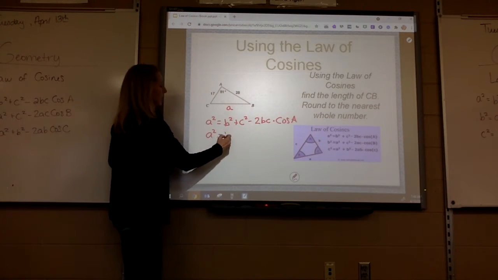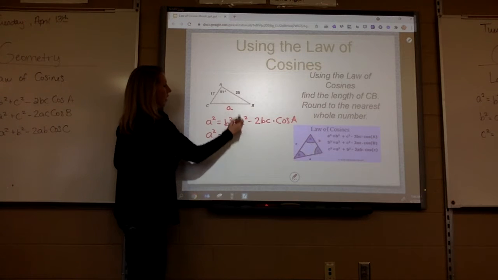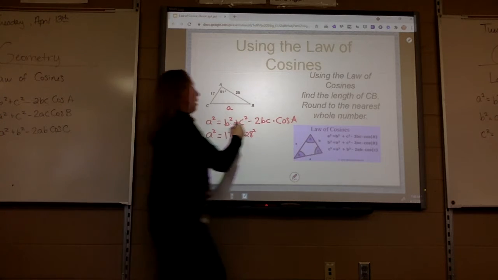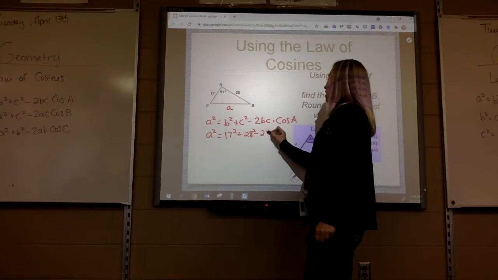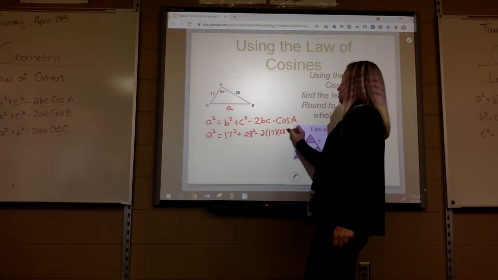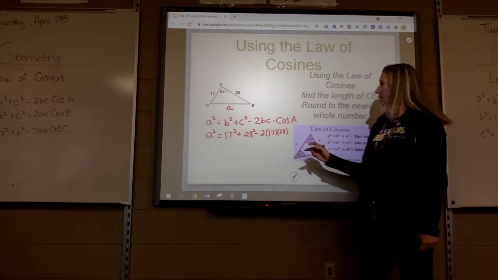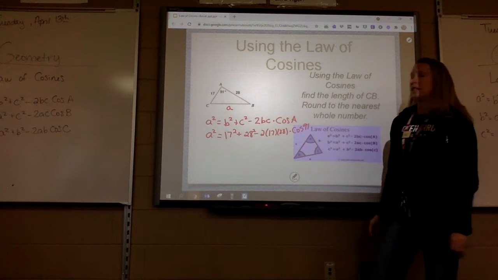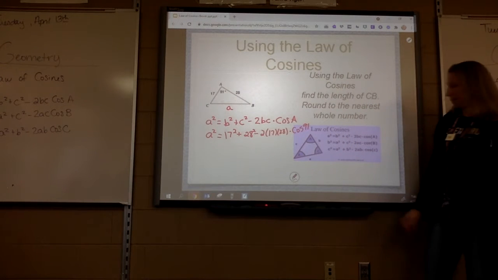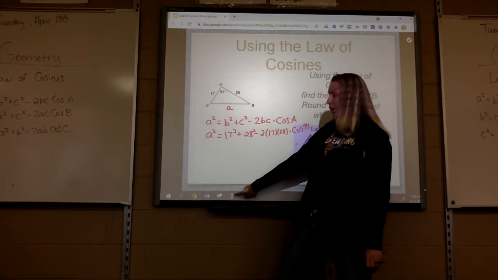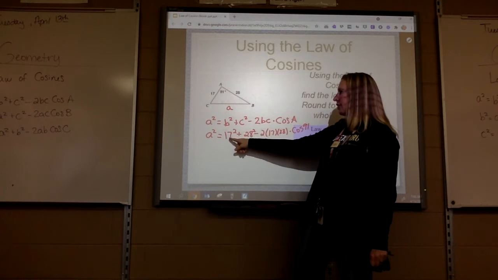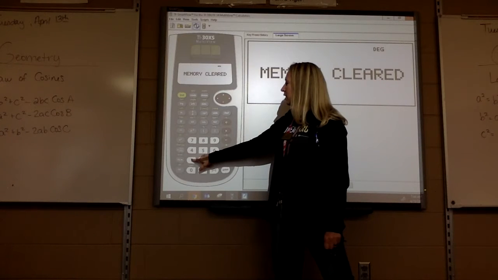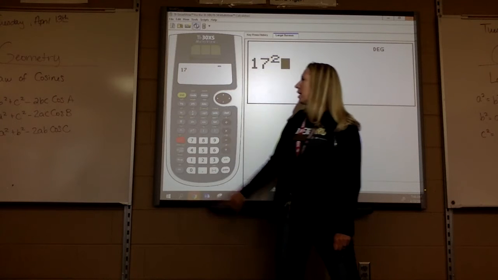Do you see how the side across from capital B would be little b? So I'm going to have 17 squared plus 28 squared minus 2 times 17 times 28. I'm just doing those 2 sides again, times cosine of that angle, 91. So you guys got calculators ready? All right. You're going to have to help me out. So 17 and 28 are the numbers. I got to remember that. So we'll do 17 squared.